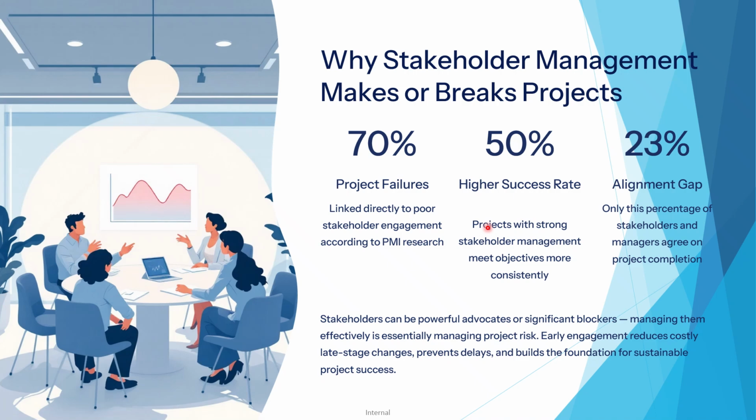Another thing we are going to discuss is why stakeholder management makes or breaks projects. 70% of project failures happen when stakeholders are not properly managed. The success rate is 50% higher if the project is properly communicated and stakeholders are properly managed. Or there is a gap, and this one is 23%: stakeholders and managers agree on project completion.